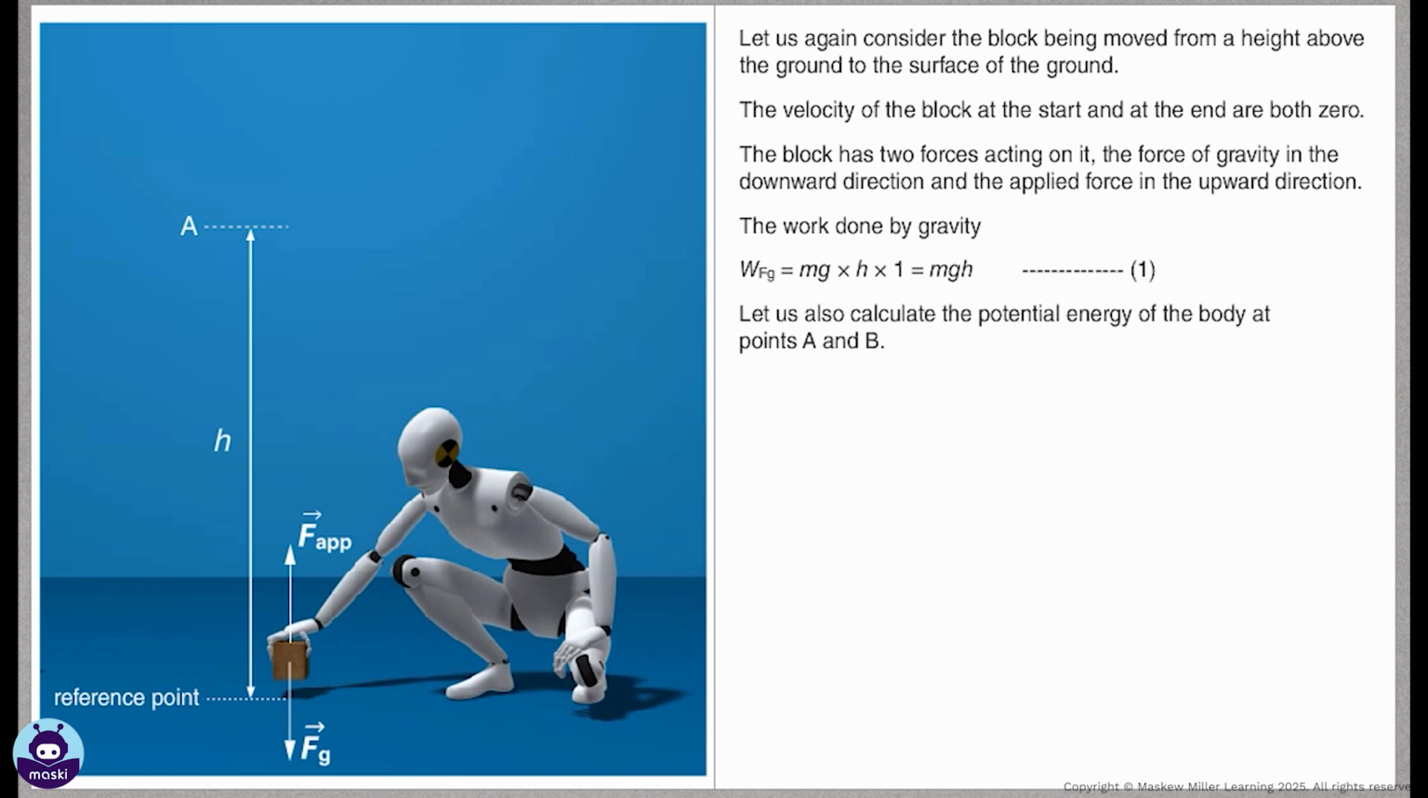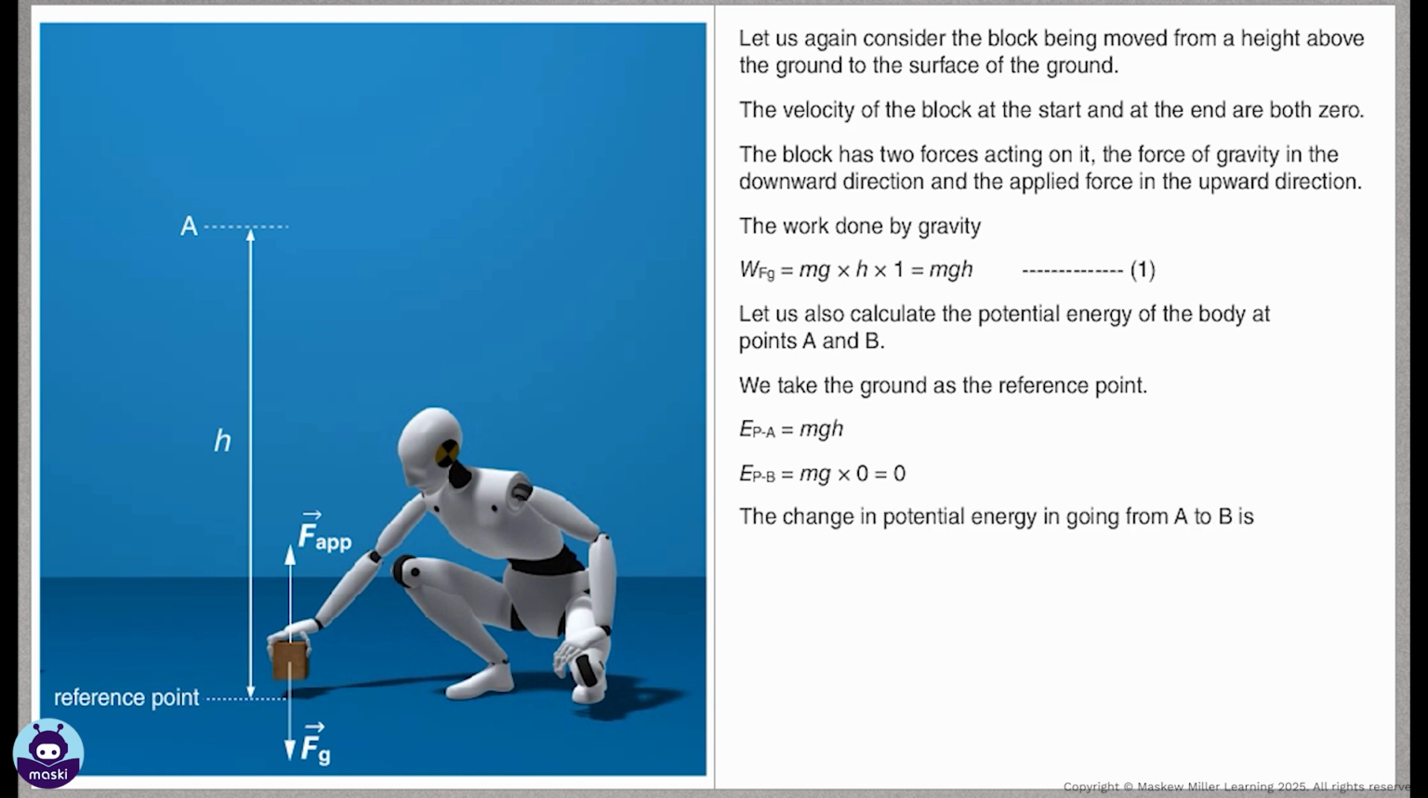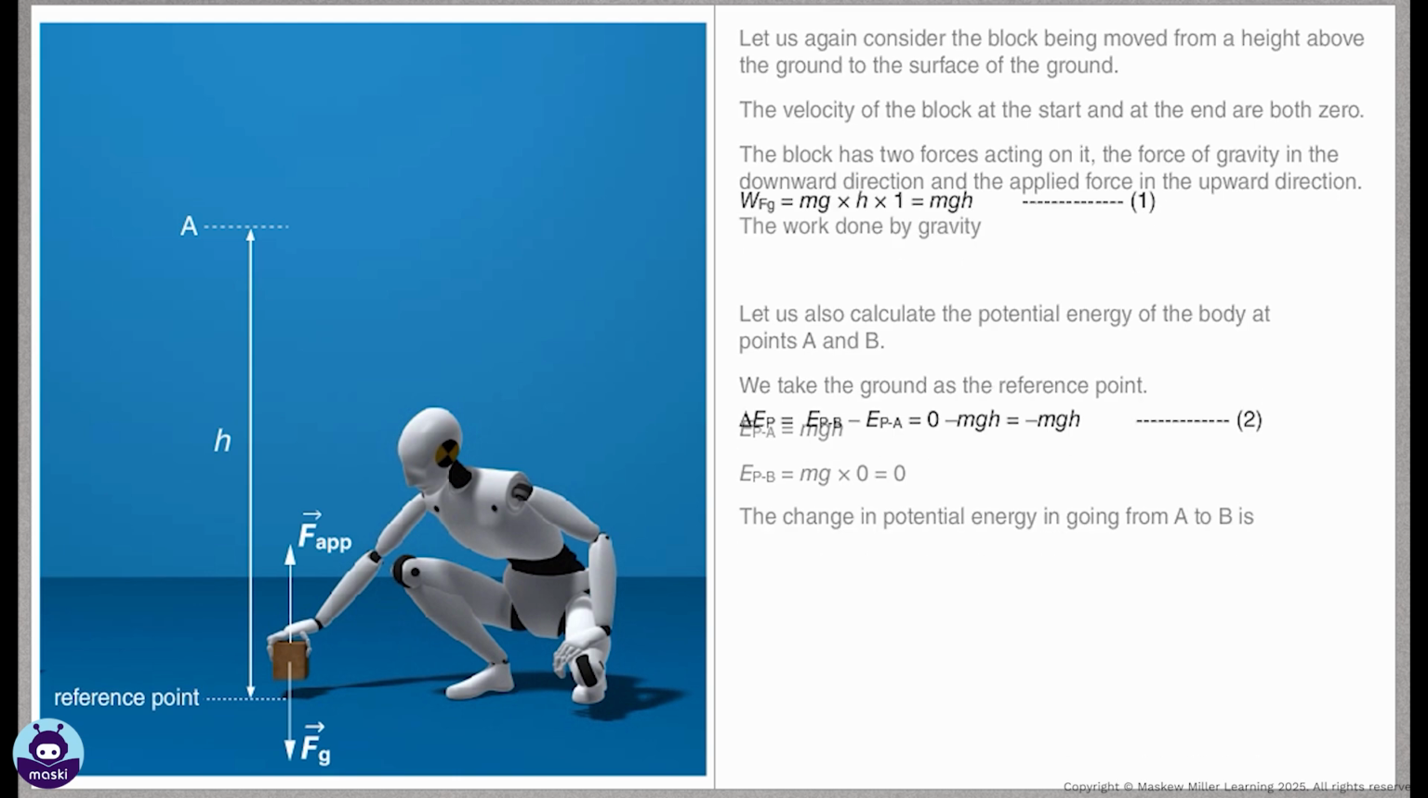Let us also calculate the potential energy of the body at points A and B. We take the ground as the reference point. EP at A equals mgh. EP at B equals mg times 0 equals 0. The change in potential energy in going from A to B is delta EP equals EP at B minus EP at A equals 0 minus mgh equals negative mgh.